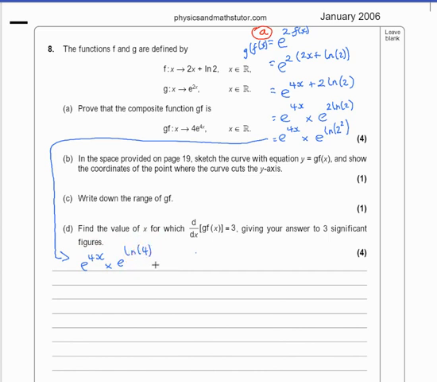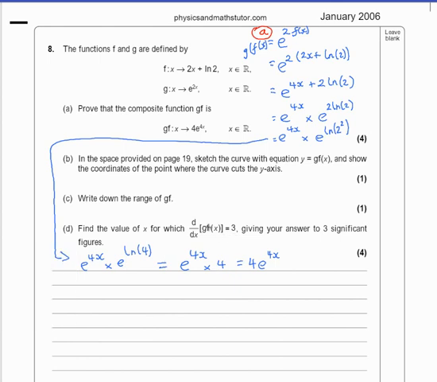Lo and behold, e and ln are inverses of each other because ln is log to the base e, so they're going to cancel. So you have e to the power of 4x multiplied by just 4, which equals 4e to the 4x. There we go, 4 marks. Thank you very much. Part B.